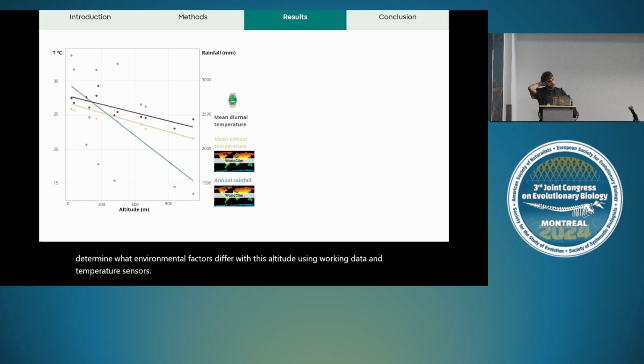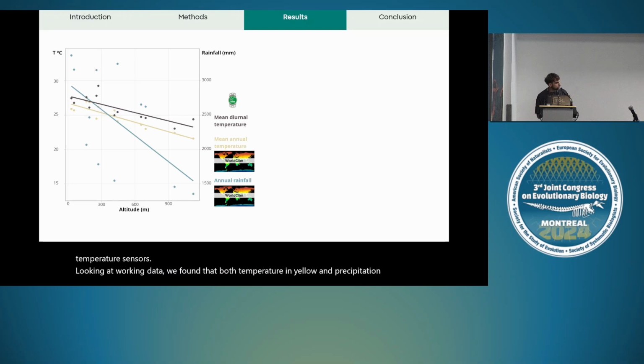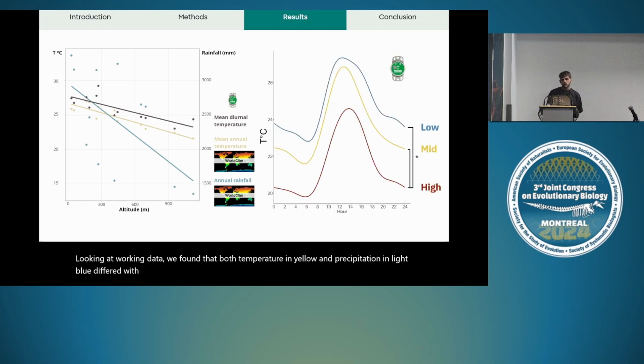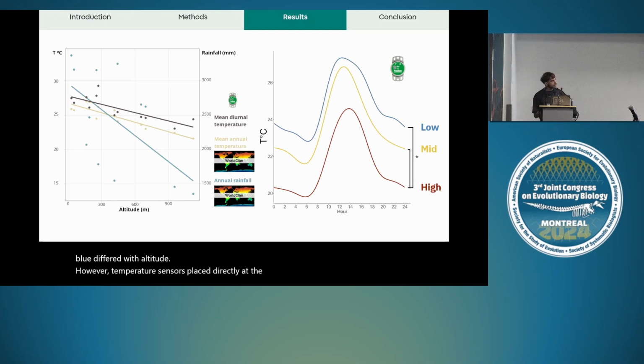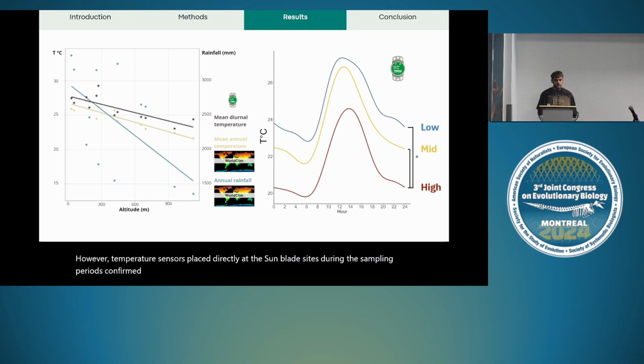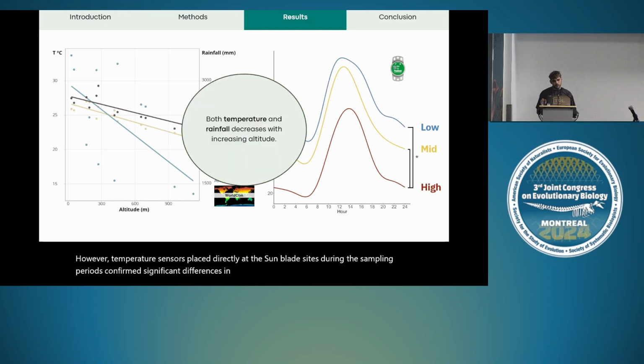Looking at world climate data, we found that both temperature in yellow and precipitation in light blue differed with altitude. Moreover, temperature sensors placed directly at the sampled sites during the sampling periods confirmed significant differences in temperature. So both temperature and rainfall significantly decrease with increasing altitude, which could be limiting factors to ithominy.